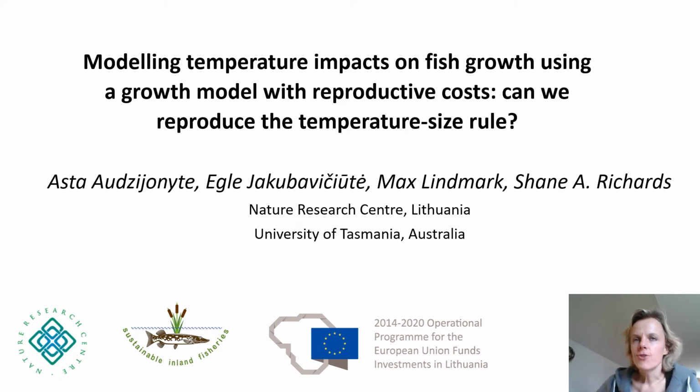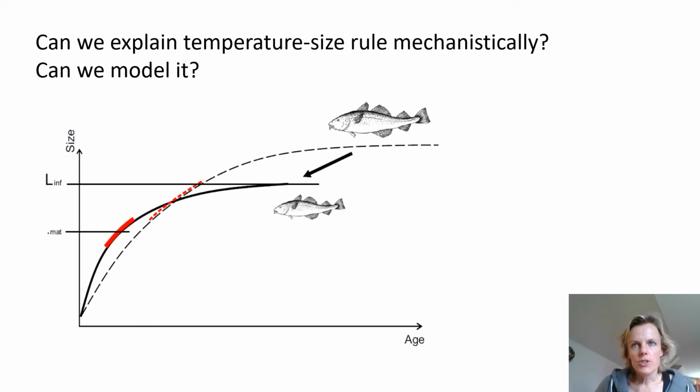Hello. In this talk, I will present our attempts to try and reproduce temperature size rule using a life history optimization model. So temperature size rule means that at warmer temperatures, fish grow faster as juveniles, they mature earlier, but they end up smaller as adults. So all these three processes are important.